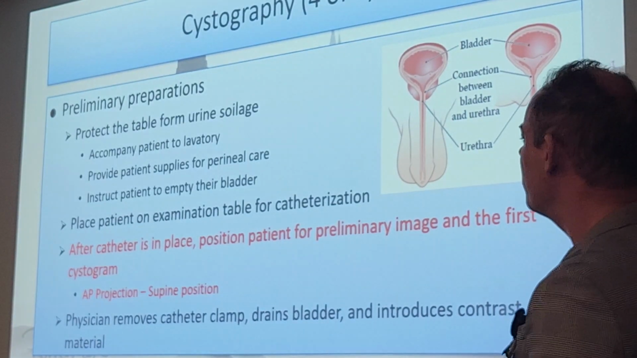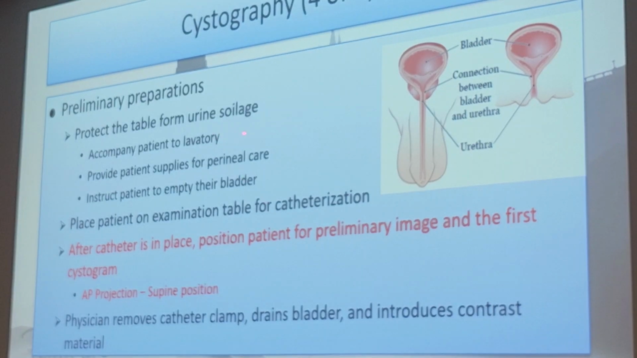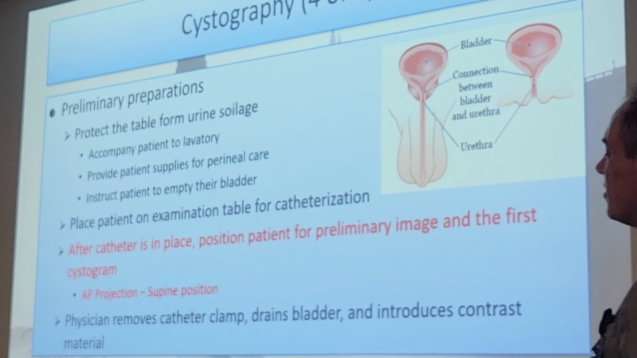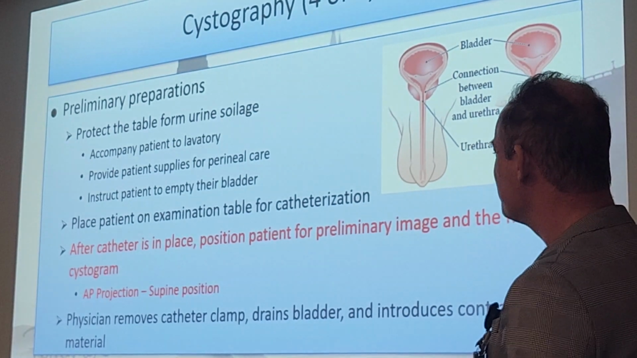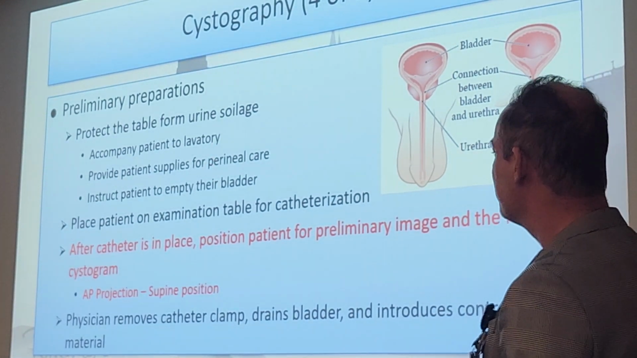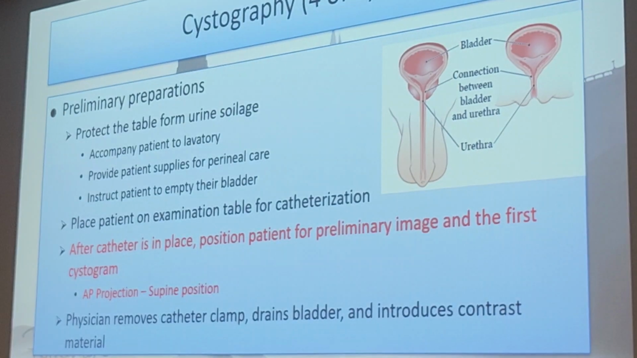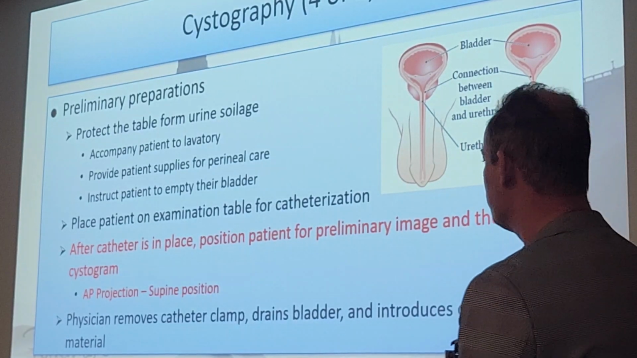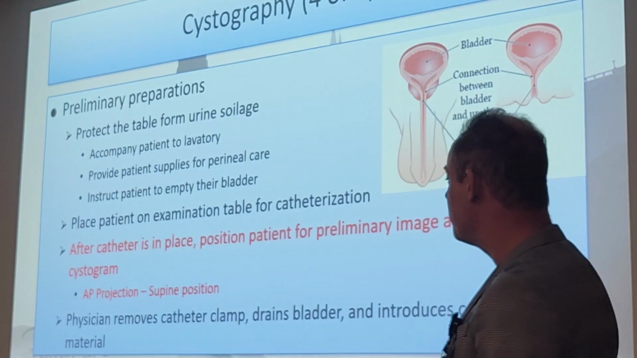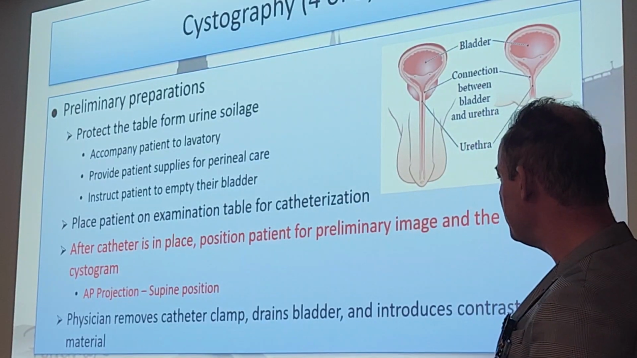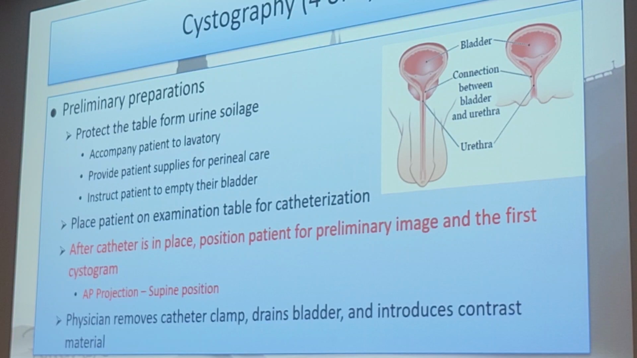All right, so preliminary preparations. Protect your table from urine soilage, unless you want to clean pee off the table. Make sure you put lots of towels all around your patients. Accompany them to the lavatory, give them supplies for perineal care. You know what perineal care is? Make sure you're cleaning down there efficiently. Instruct them to empty their bladder all the way. Now you place them on the table for catheterization. After that catheter's in place, position that patient for the preliminary image and the first cystogram. We'll be doing an AP projection, like a little bladder shot.